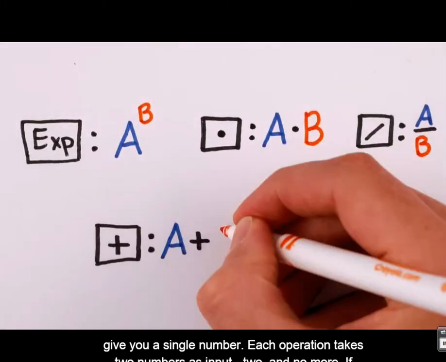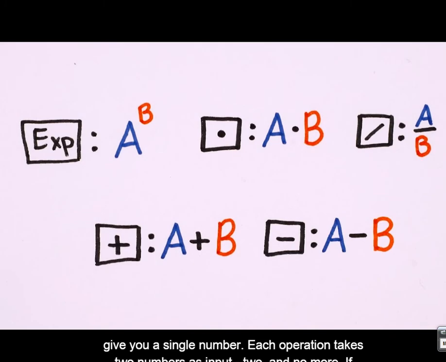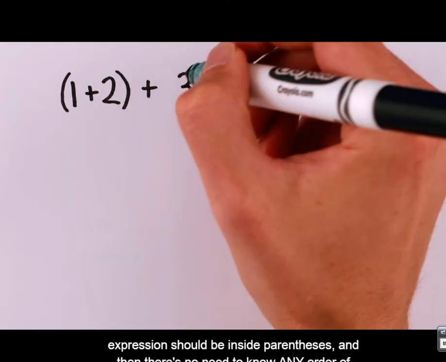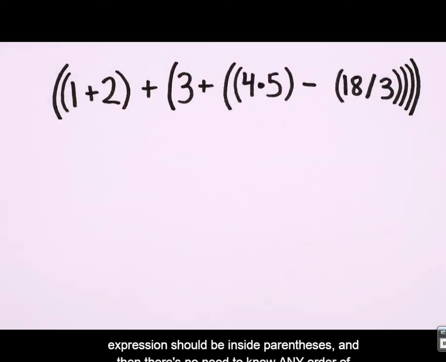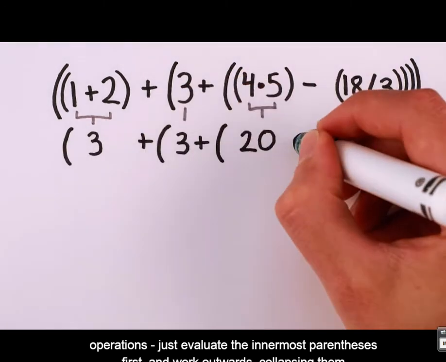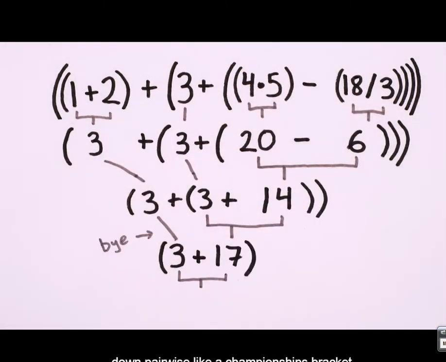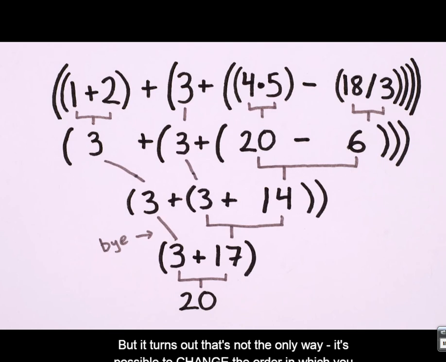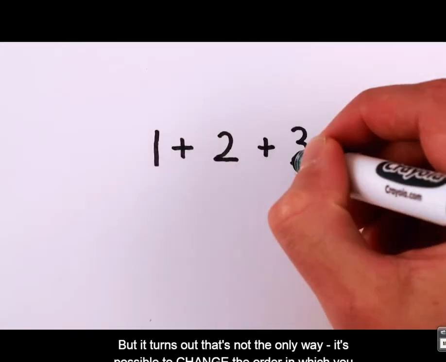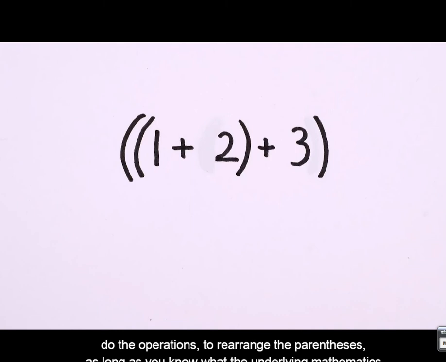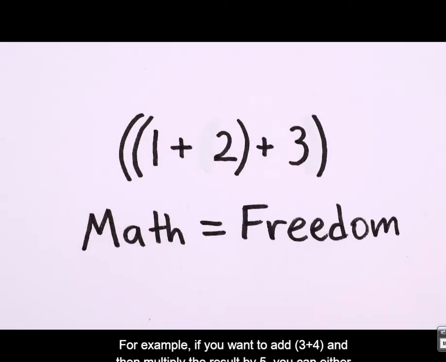Each operation takes two numbers as input, two and no more. If you want to be entirely unambiguous and pedantic, every single pair of numbers in any algebraic expression should be inside parentheses. And then there's no need to know any order of operations. Just evaluate the innermost parentheses first and work outwards, collapsing them down pairwise like a championships bracket. But it turns out that's not the only way. It's possible to change the order in which you do the operations, to rearrange the parentheses, as long as you know what the underlying mathematics is.